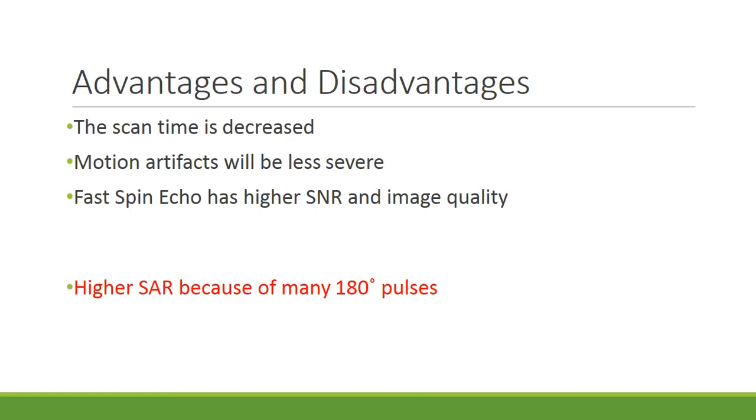Okay, there are some advantages and disadvantages for the fast spin echo sequence. The most important advantage is that the scan time in the sequence is very low, because we fill multiple lines of k-space in each TR. So due to this low scan time, motion artifacts will be less problematic in the sequence, and also this sequence has higher SNR in comparison with conventional spin echo.